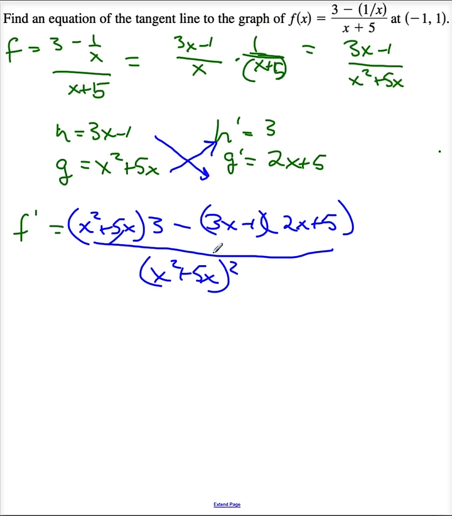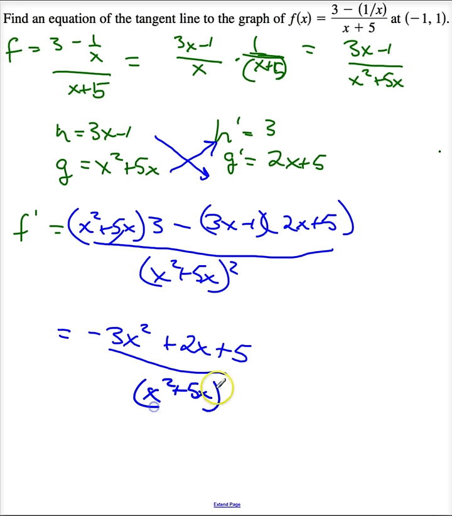And now to simplify this, you multiply it out, and this becomes negative 3x squared plus 2x plus 5 over x squared plus 5x quantity squared. And that looks terrible, so let me adjust my pad here and rewrite it. So this is equal to negative 3x squared plus 2x plus 5 divided by x squared plus 5x quantity squared.